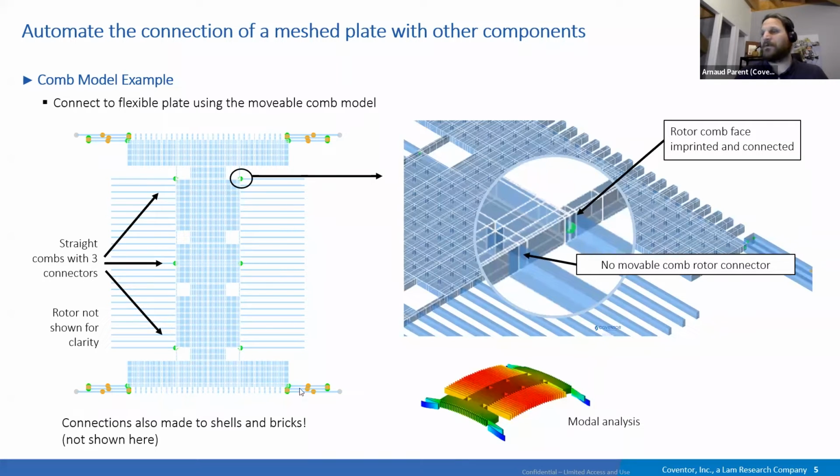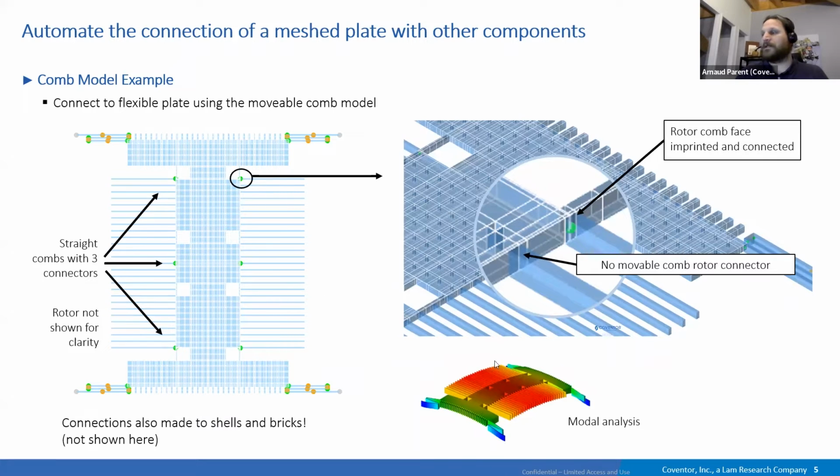At the four corners, you have suspensions, and also the straight combs here, which are a specialized component in MEMS Plus. They are also flexible and automatically connected to the mesh plate. So we created this kind of device with a very accurate capture of the flexibility of the device. It's much easier with the new software.